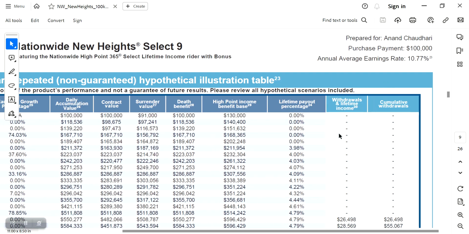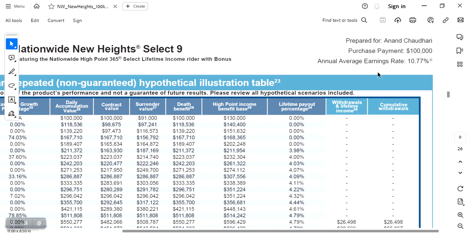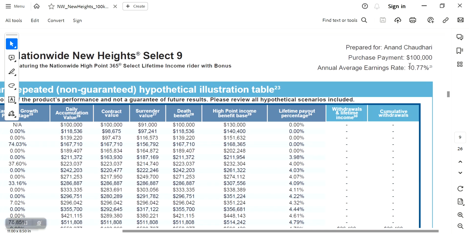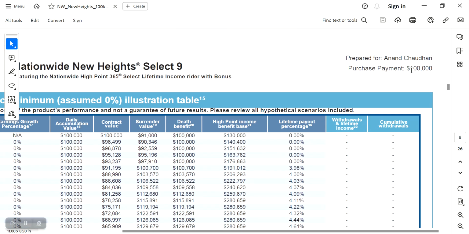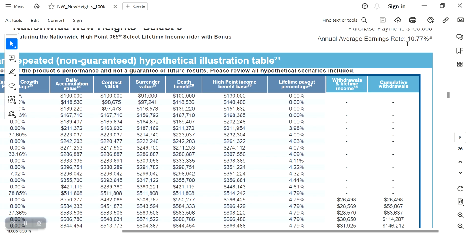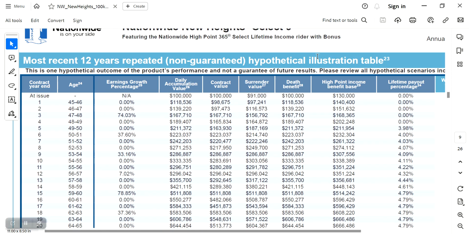Okay. One more thing. On the right hand side of the table, there is something called annual average earning rate, and that number shows 10.77 sometimes. Sometimes for the 0% it shows nothing. So what is 10.77 for in case of last 12 year guaranteed? So last 12 year repeated table.